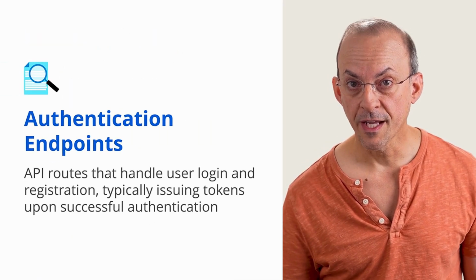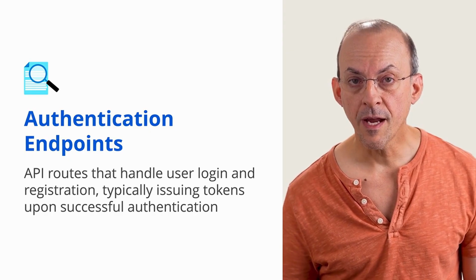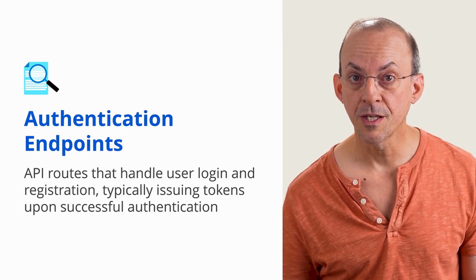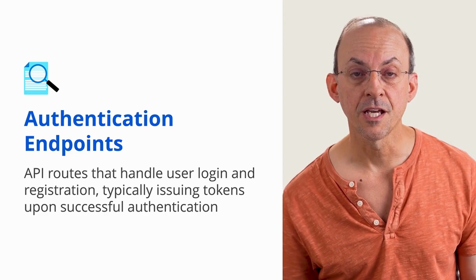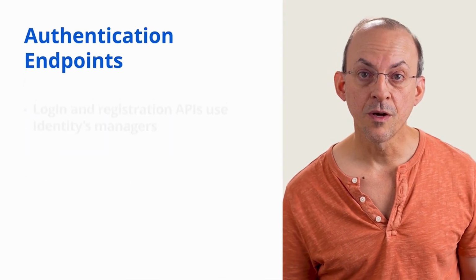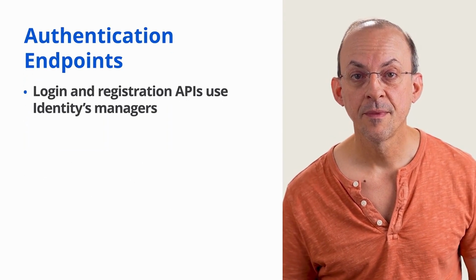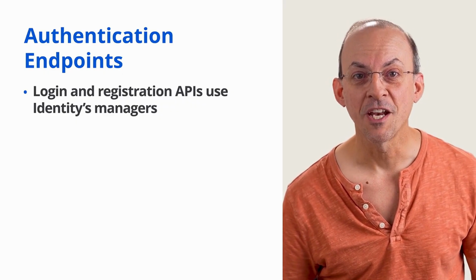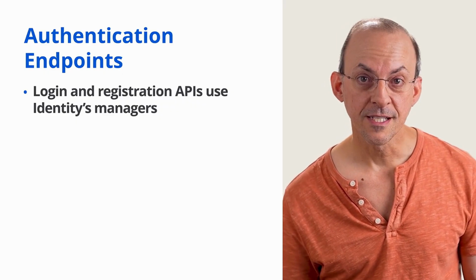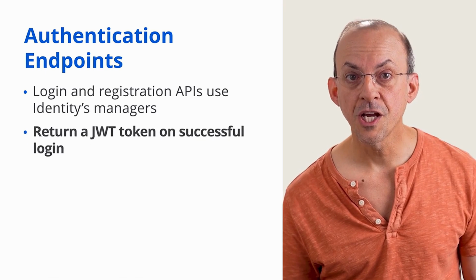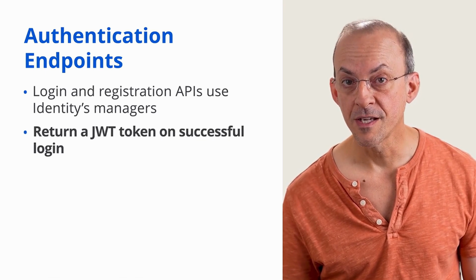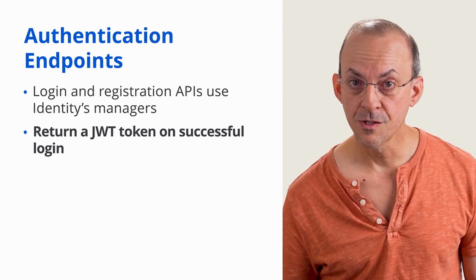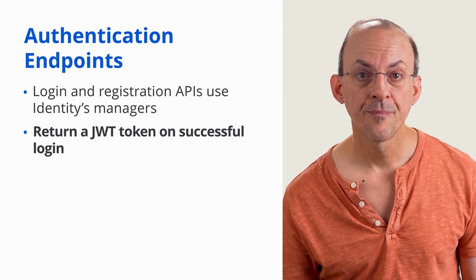Next, you'll build your authentication endpoints. These are API routes that handle user login and registration, typically issuing tokens upon successful authentication. You build one for signing up and one for signing in. Behind the scenes, they use Identity's UserManager and SignInManager. When login succeeds, they return a secure JWT token that identifies the user. These tokens get passed along with future requests so the server knows who's making the call.